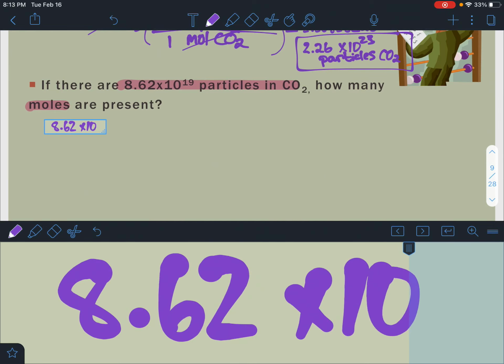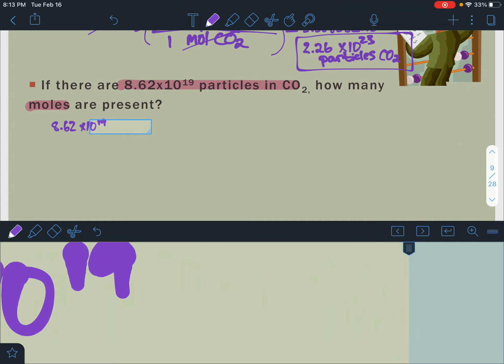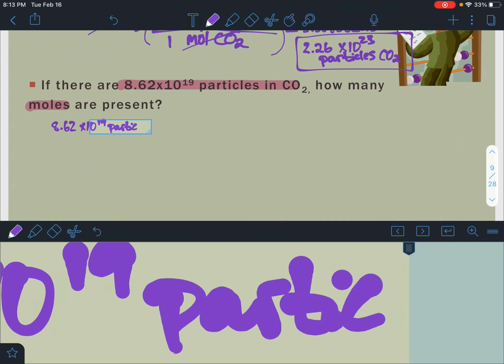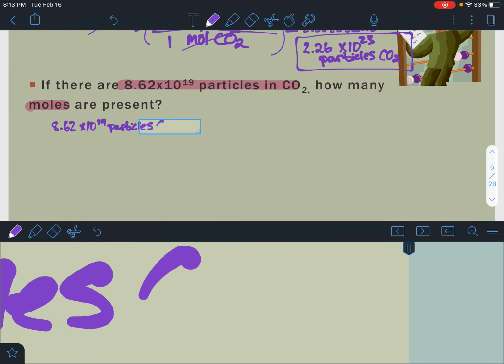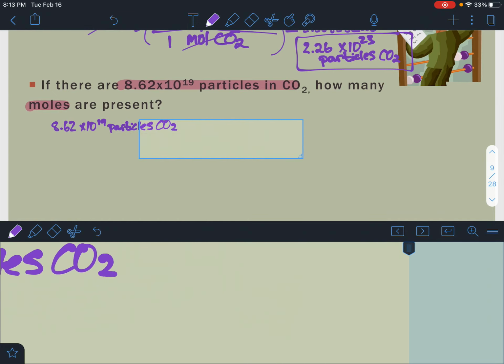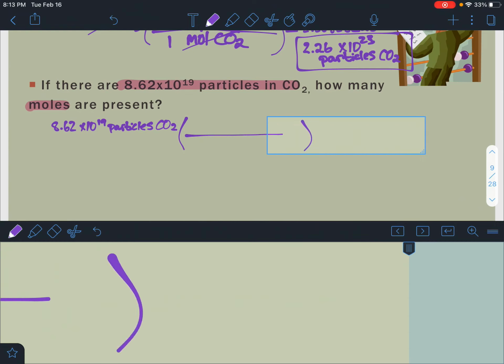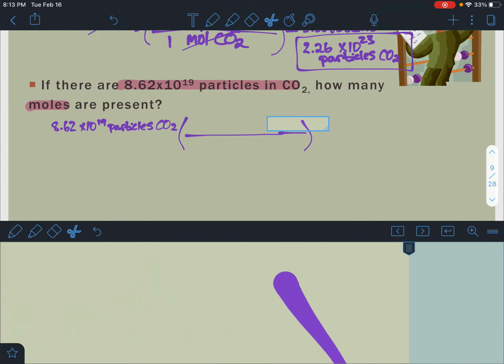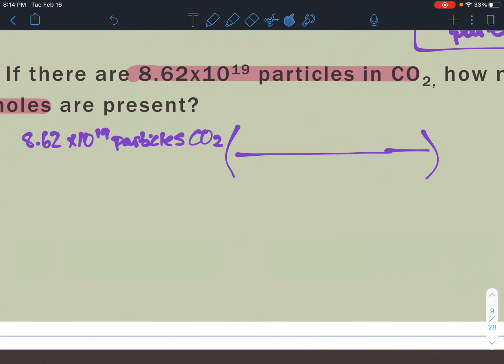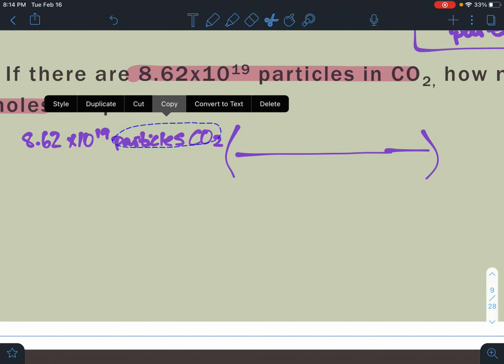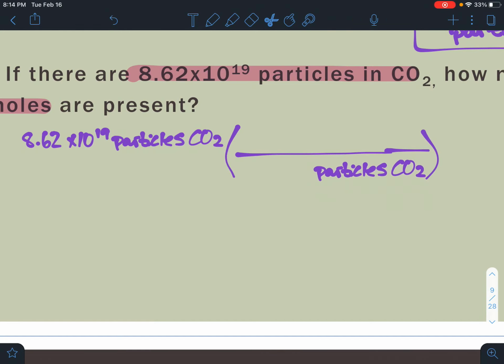8.62 times 10 to the 19th particles of CO2. Then we build our conversion factor. And I can see that we're using particles, so we're going to need a really big conversion factor. The unit that we started with was particles of CO2, and remember, that needs to cross off. So in order for it to cross off, we have to see it in the bottom. So we can put that unit in the bottom there.